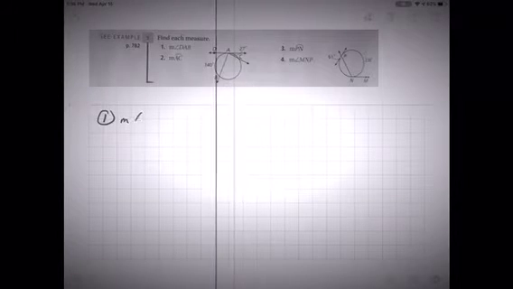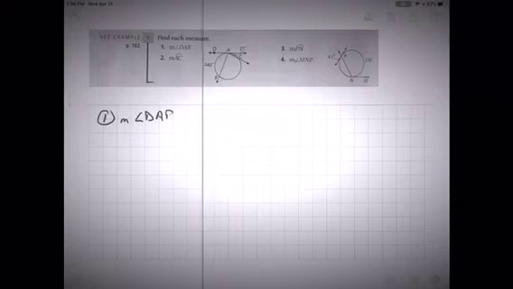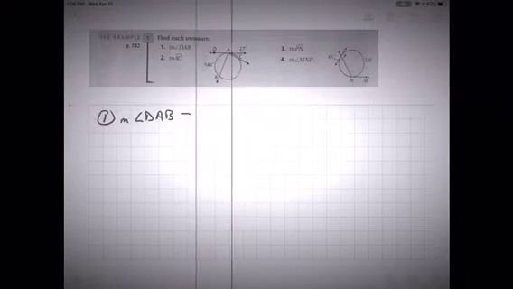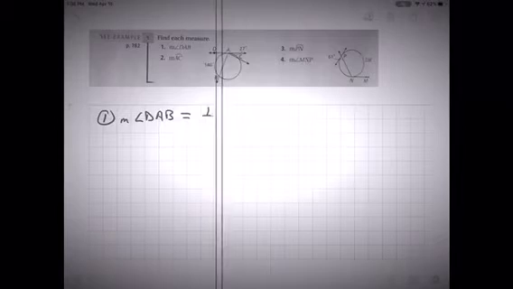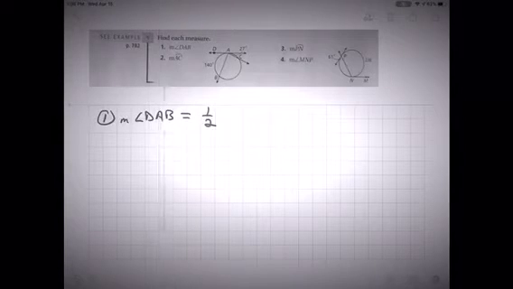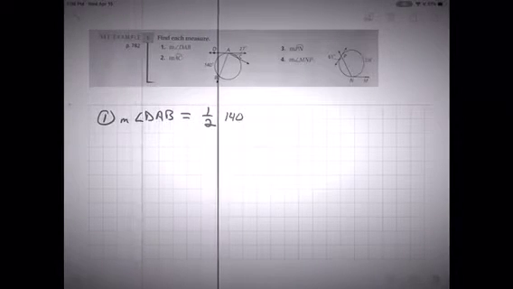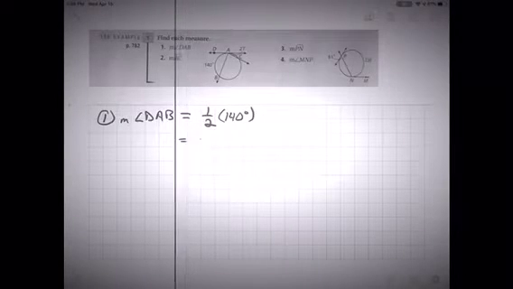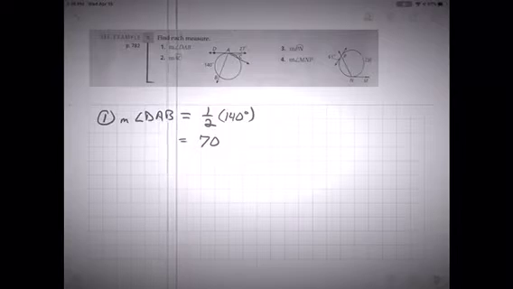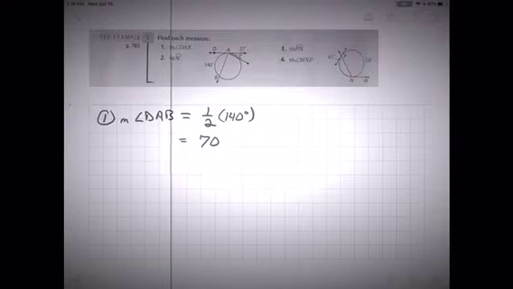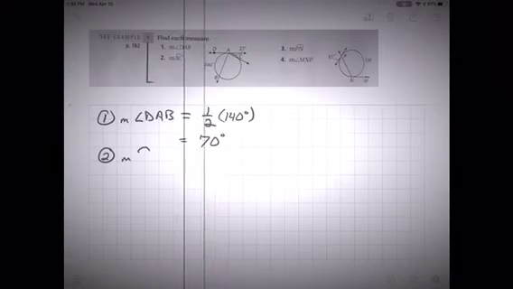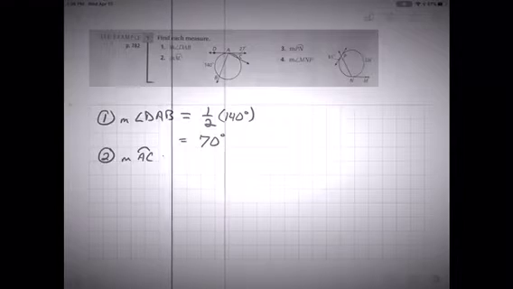So, number one, we have the measure of angle DAB we're finding, and you can see it cuts off a 140 degree arc. So we're going to do 1/2 of 140 degrees. That tells us our angle is 70 degrees. So remember, a central angle cuts off an arc that's equal to it. The angle that has its vertex on the circle is going to be half of that arc.